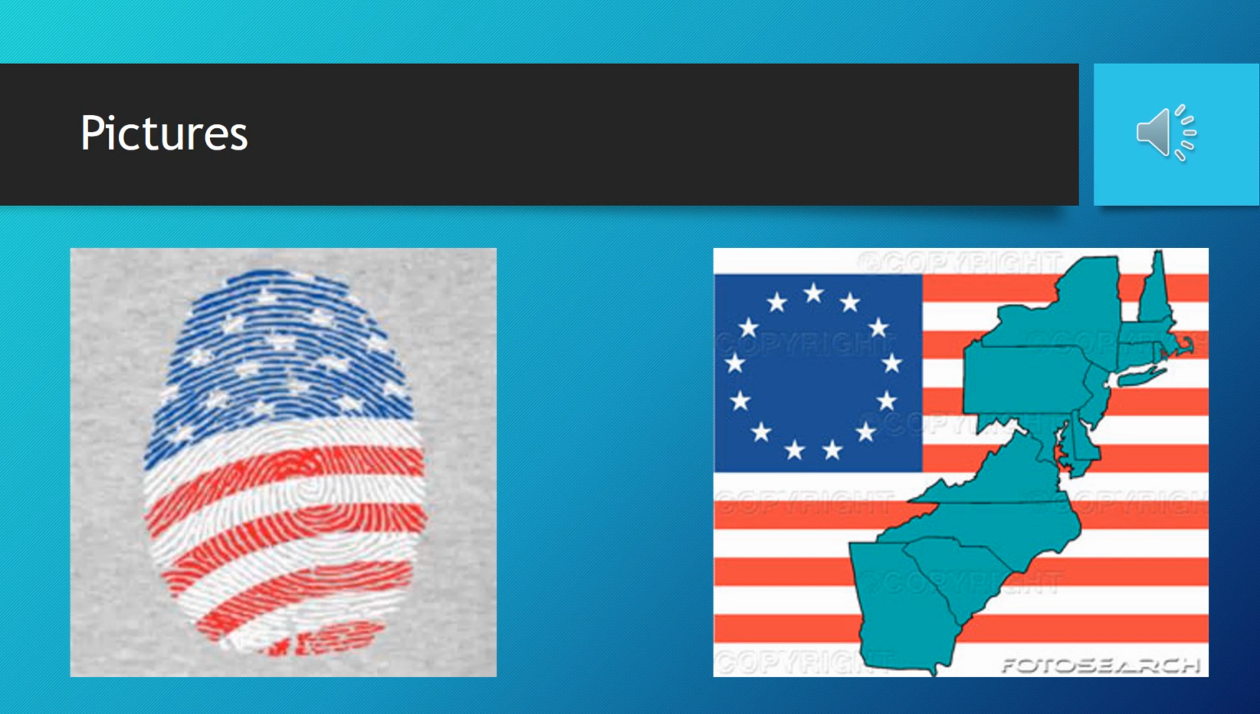As you can see, these pictures represent the American identity. On the left-hand side, we have a picture of a thumbprint with an American flag. The relevance of this picture is that each and every person in this world has their own unique thumbprint, and the thumbprint has an American flag painted on it, which shows that America had its own identity. On the right-hand side, there's a picture of the colonies excluded from the rest of the country on a flag with 13 stars. The 13 stars represent each and every single colony, and it shows that they're finally identified on the map.